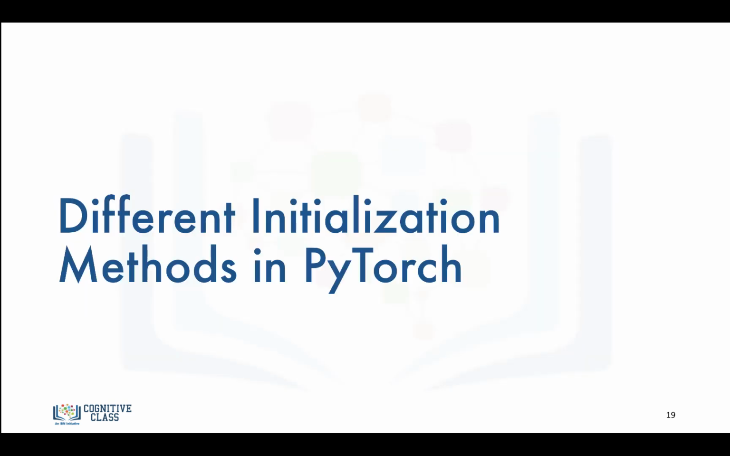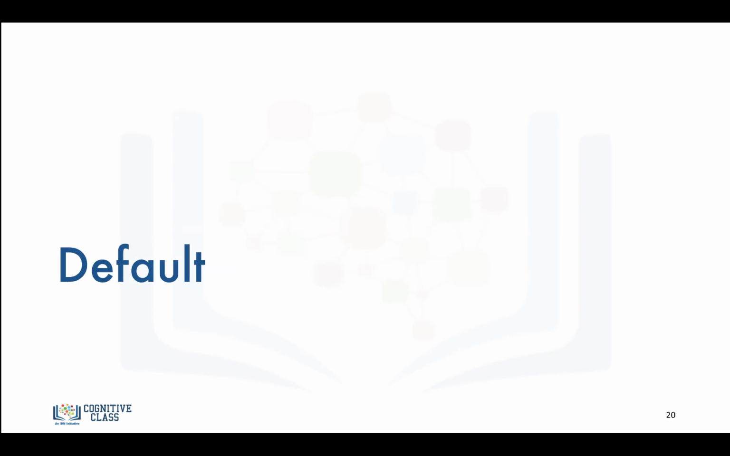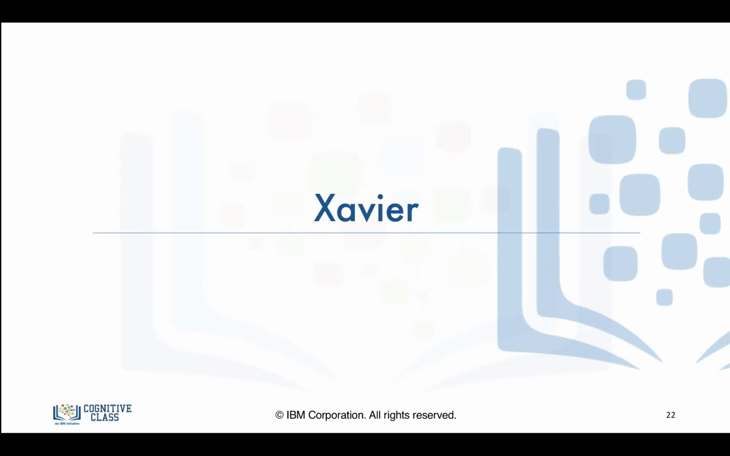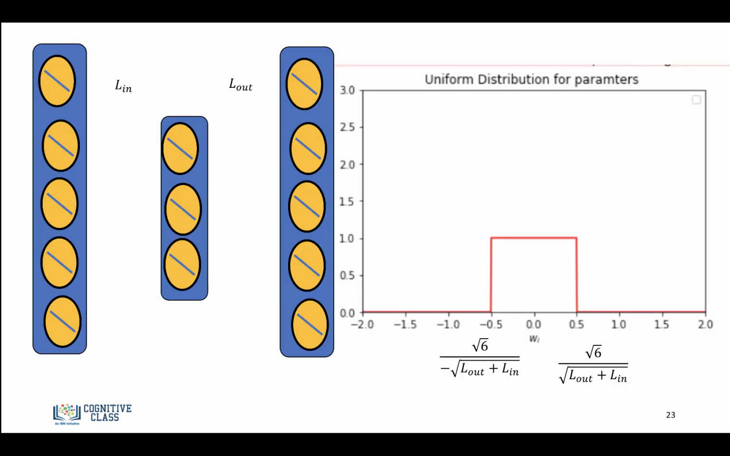So let's see how PyTorch initializes it. They use a similar method, and they just square it, and there's a reason why they do that, but the intuition is kind of the same. Now, for the tanh function, we can use Xavier initialization, where we vary the variance of the neuron based on the number of inputs and the number of outputs.